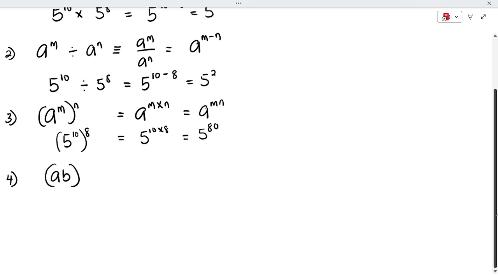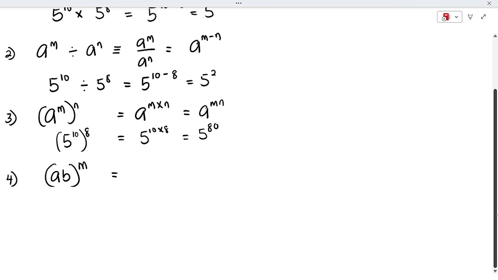AB raised to the power m. What's going on here? You have two bases. Remember, this A and B can represent numbers practically, or in some questions they can also be left as alphabets. So A and B together raised to the power m. What that means is that the power m affects the A, and the power m affects the B.